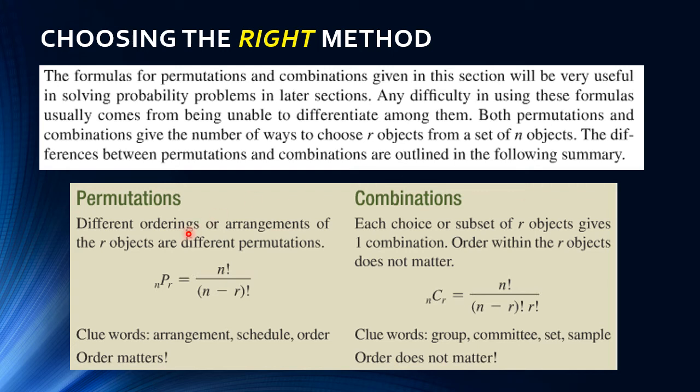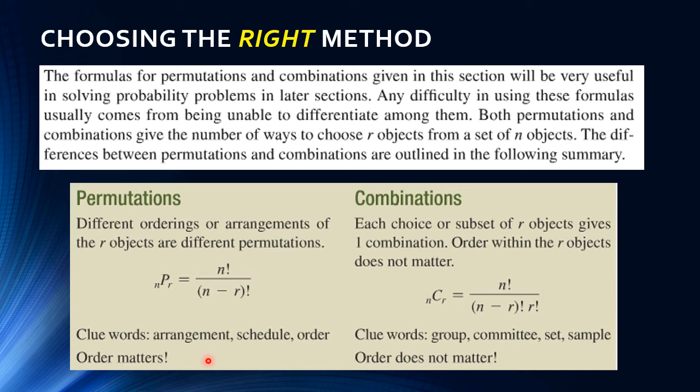So permutations, different orderings or arrangements, have a different meaning. The clue words to look for are arrangement, schedule, or order. Those are some clue words that this is a permutation. And the thing to remember is that order matters. The digits 1, 2, 3 does not mean the same thing as the digits 3, 2, 1, right? Otherwise, you'd be happy with your paycheck being in the amount of 123 versus 321, which I certainly wouldn't.